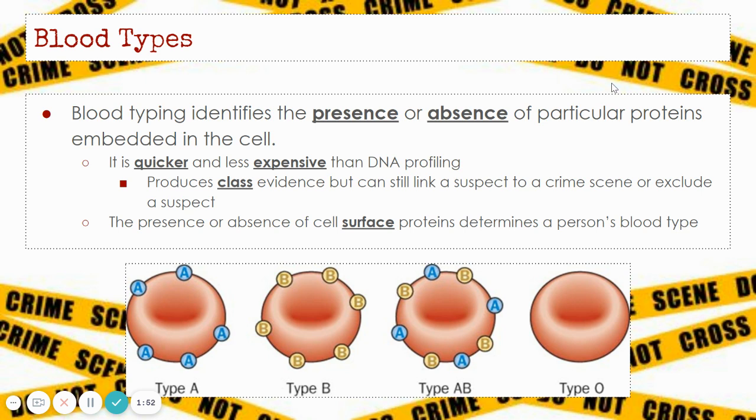There are 8 different blood types. The main blood types are A, B, and O. A has just surface A proteins. B has just surface B proteins. AB has both A and B surface proteins. And type O has none of the surface proteins.